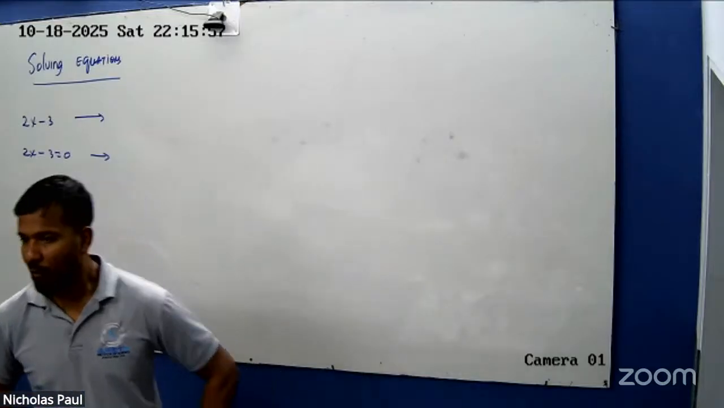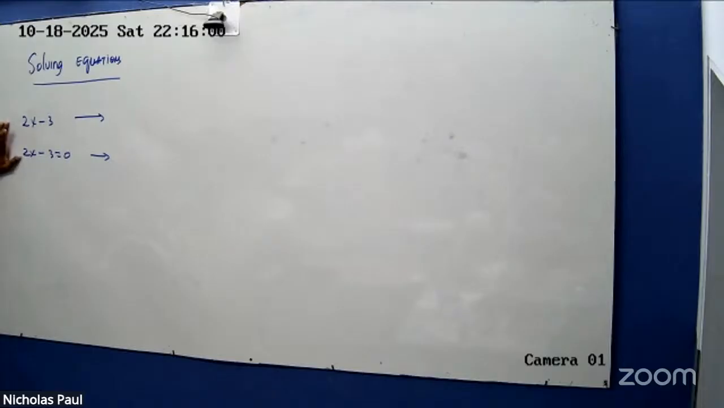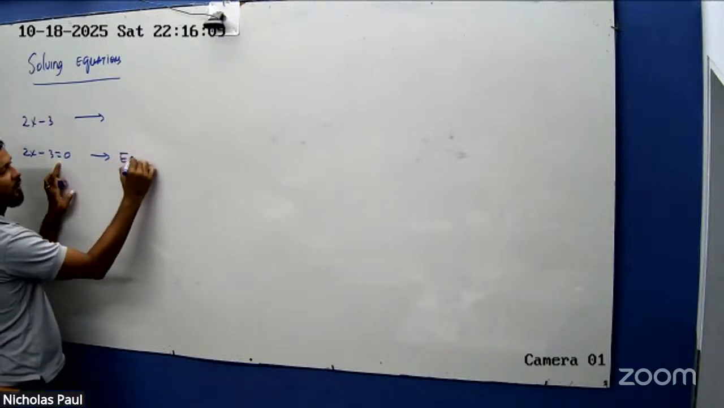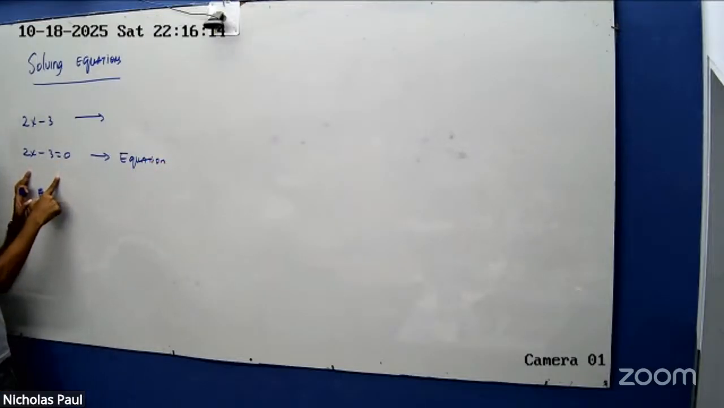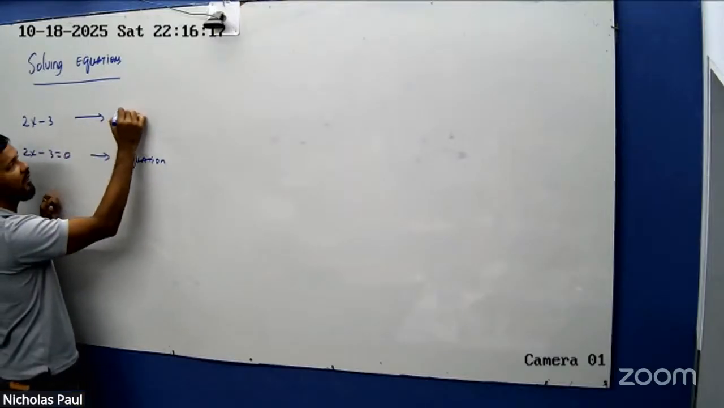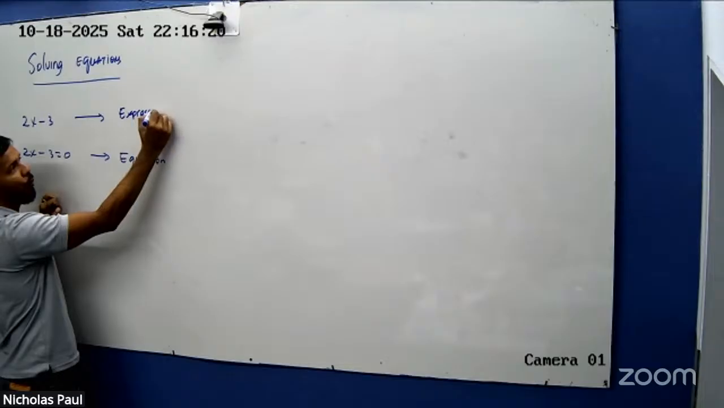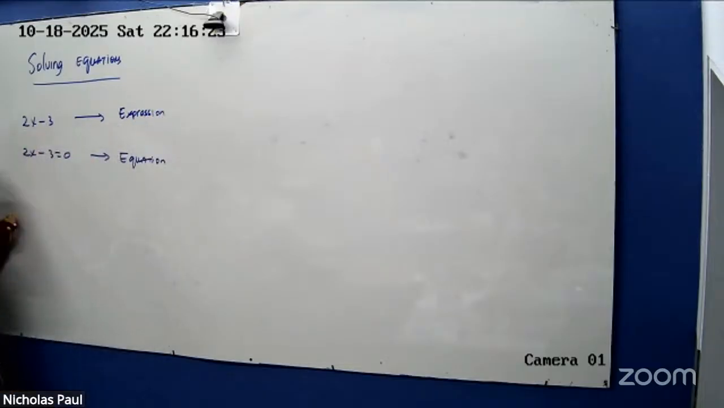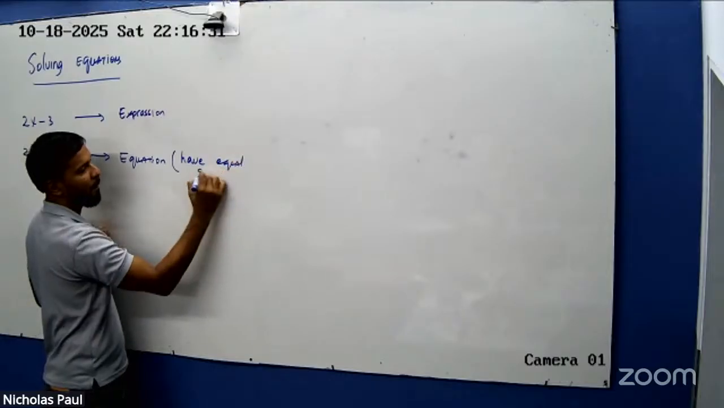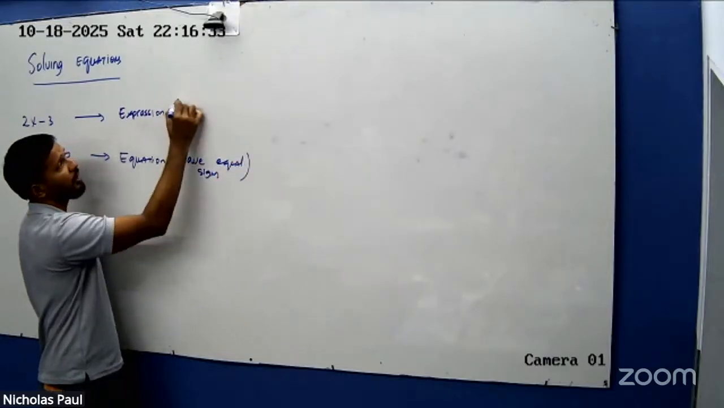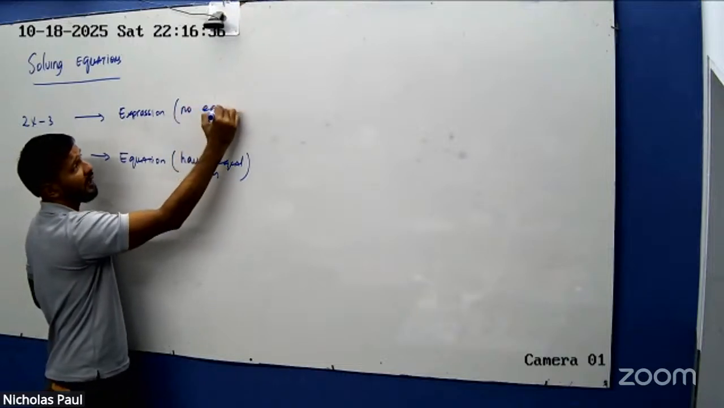I just want to make sure you all know the difference. What do you call this here? And what do you call this here? Whenever there's an equal sign, we call that an equation. We can only solve equations. Whenever there's no equal sign, we call that an expression. We cannot solve an expression. So equations have equal signs. Expressions have no equal sign.